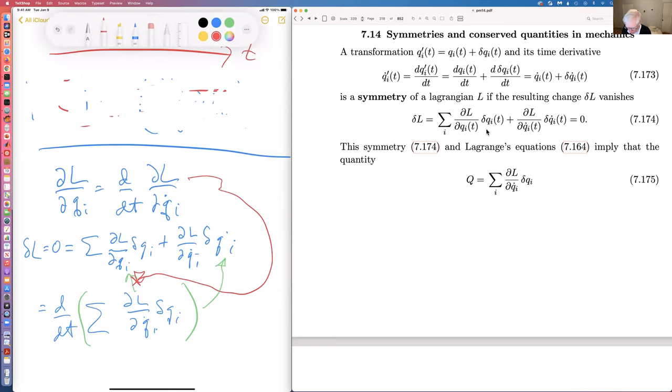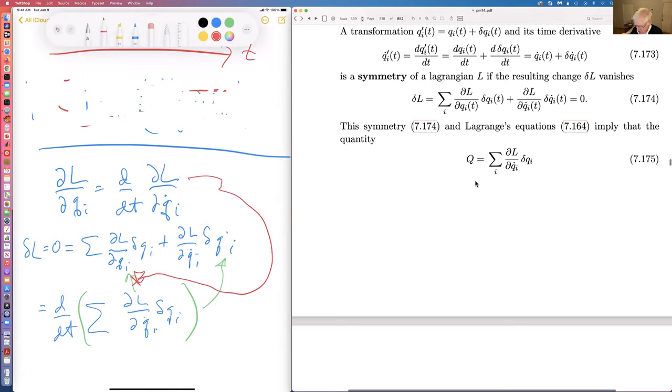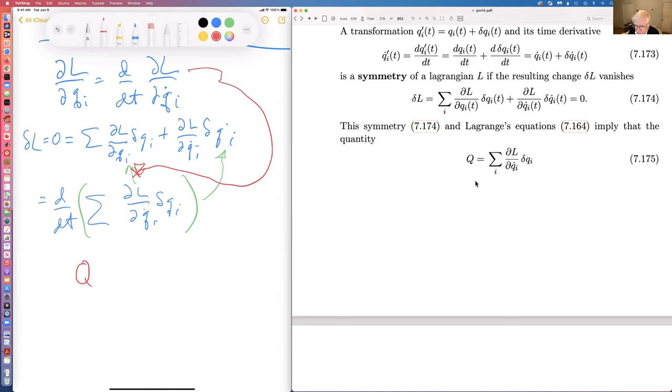And so that means you have something conserved. And the thing that's conserved then is Q, which is the sum on i of partial L partial Qi dot times the change in Qi, or it's the sum of Pi times the change in Qi. So this is the thing that's conserved. And if you have n particles, it's the sum i equals 1 to 3n.